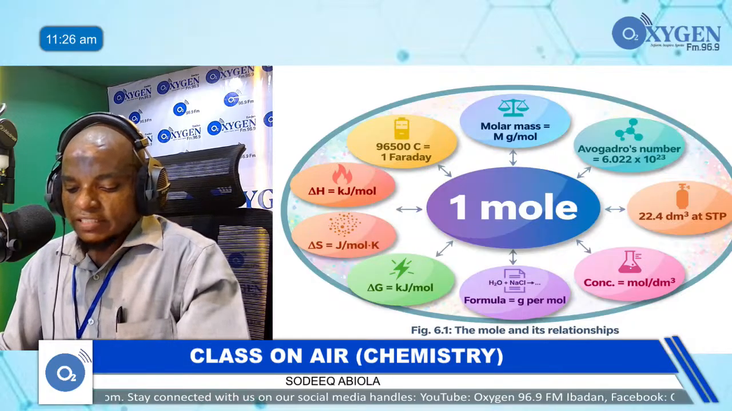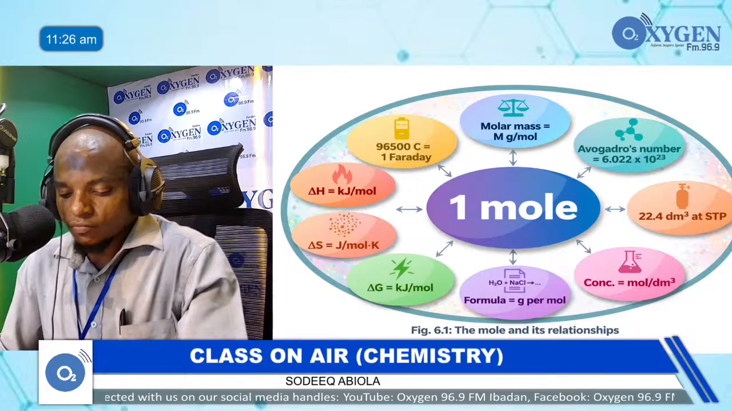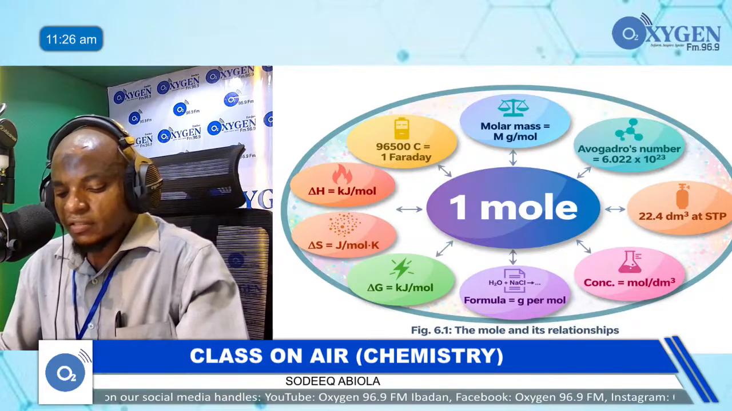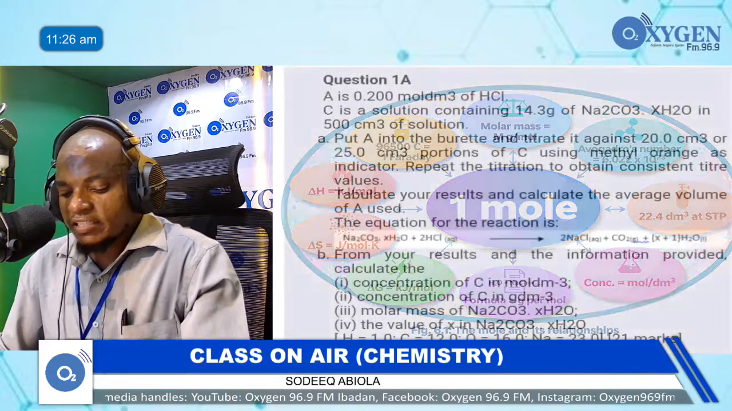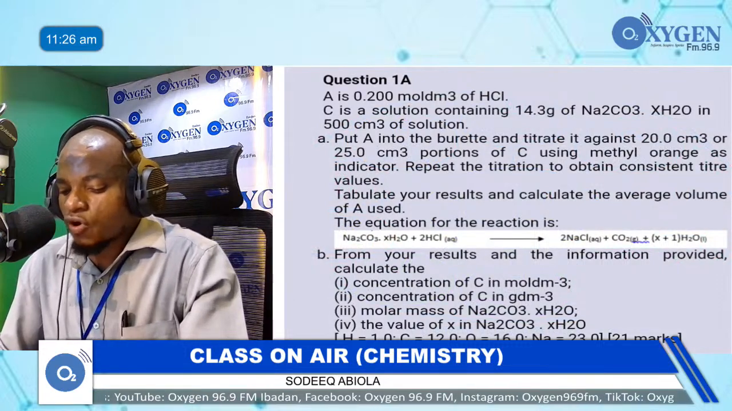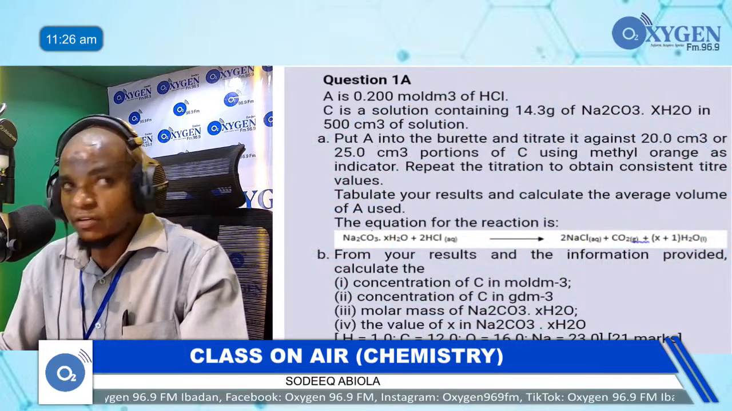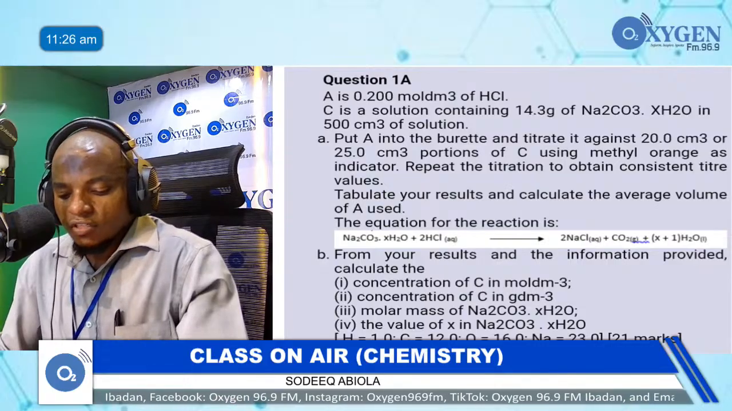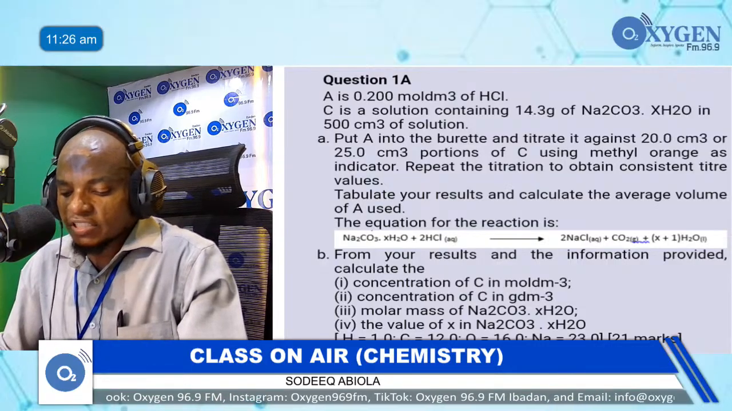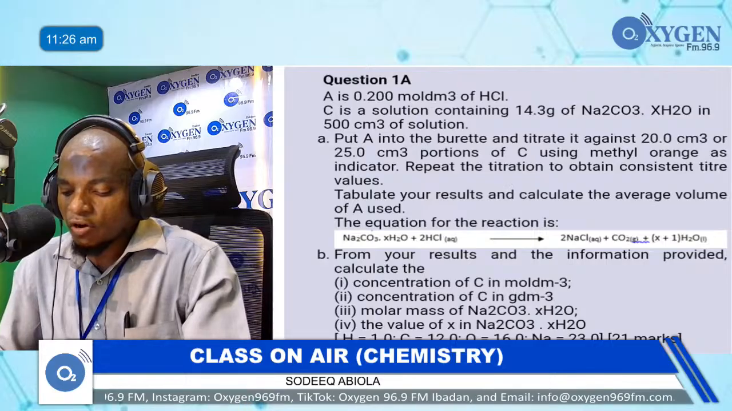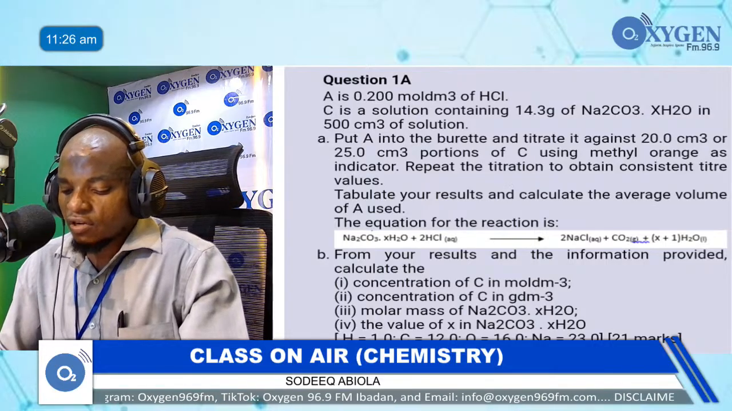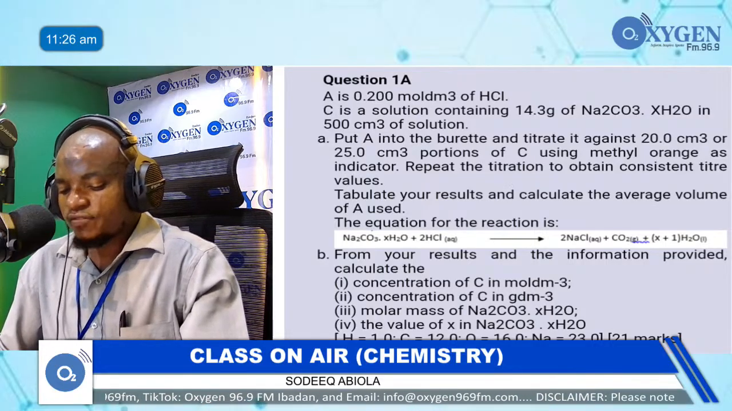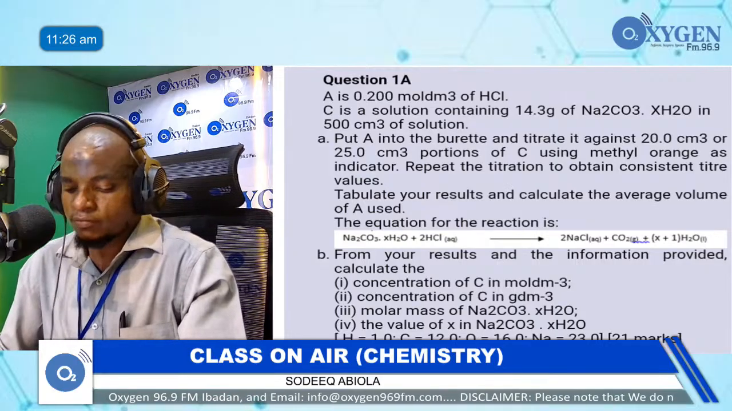Now, let's start with the first question. Question 1. A is 0.200 mole per dm cube of HCl. C is a solution containing 14.3 gram of Na2CO3.XH2O in 500 cm cube of solution.